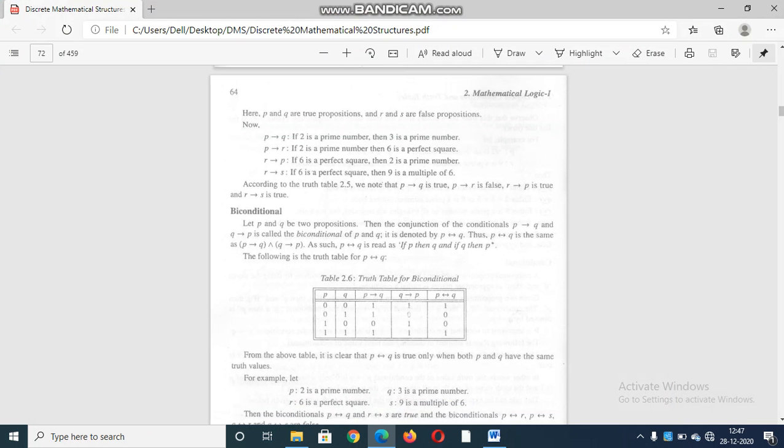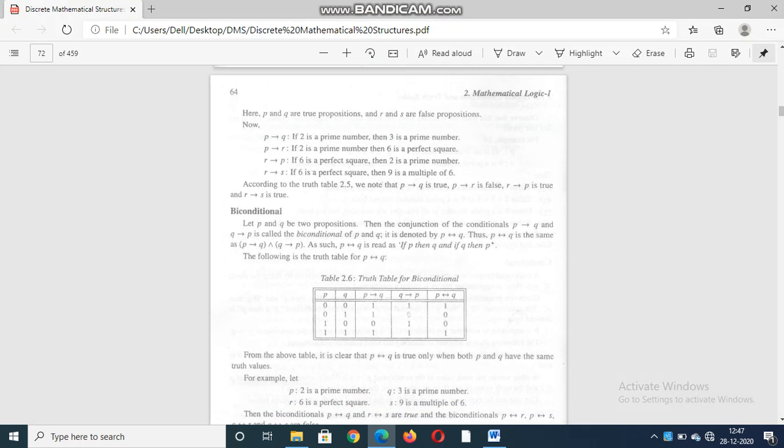In a sense, first we come here with P and Q. P implies Q: first you have to write the conditional method. What is the conditional method? P implies Q, in the sense 1 implies 0, here only you have to write 0. In all remaining cases it should be 1.